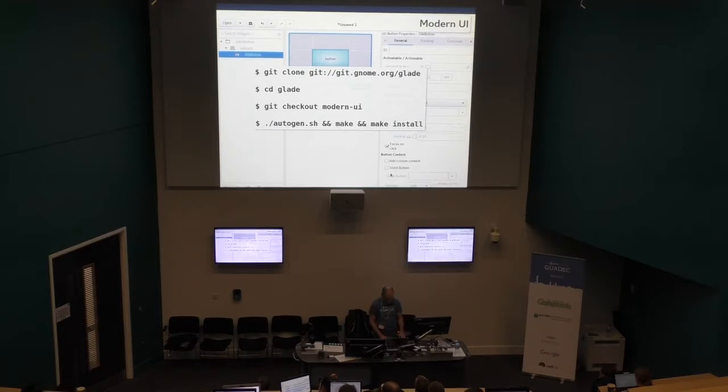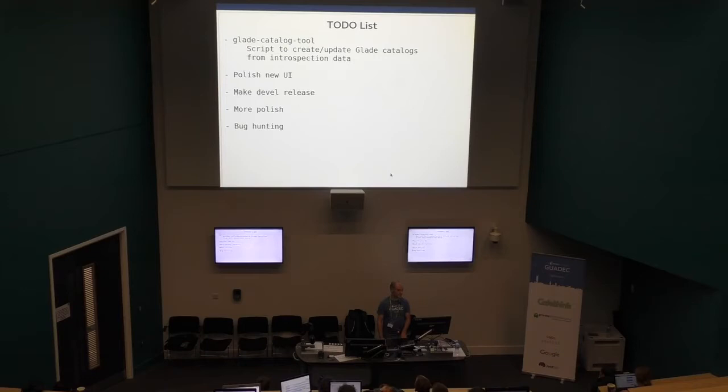And what's to do? One of the things I plan to work on is create a script which will take introspection data and give you a basic Glade catalog you can work on. I obviously also have to do some more UI polish. I'll try to make a release this week so people can start trying it. Keep working on the UI, fix all the major bugs, and see. And after that, I'll try to merge that into master.